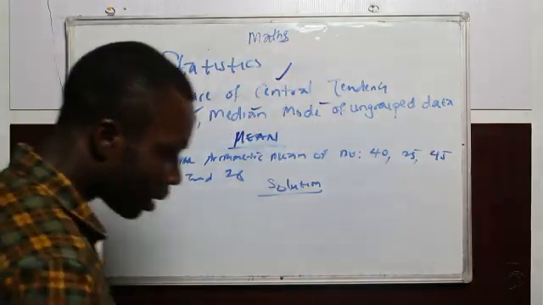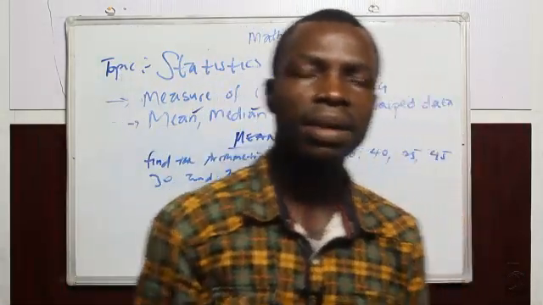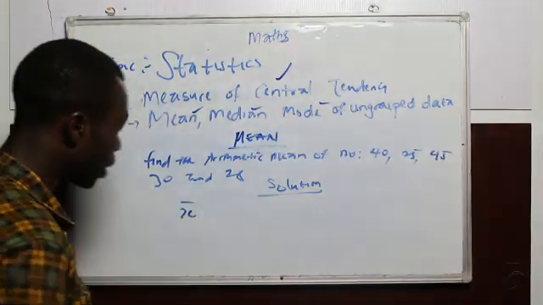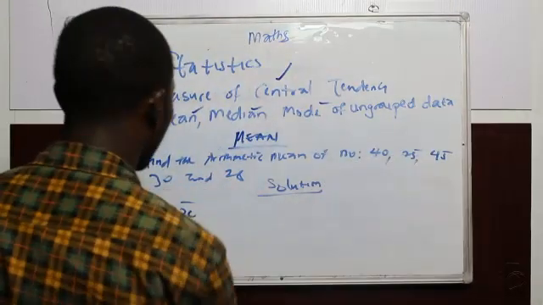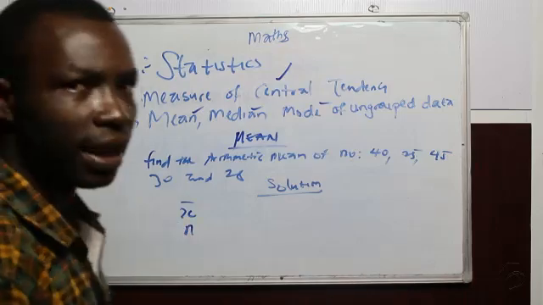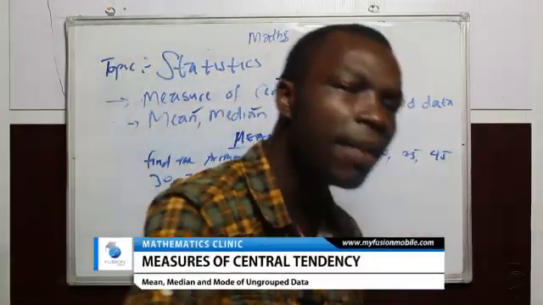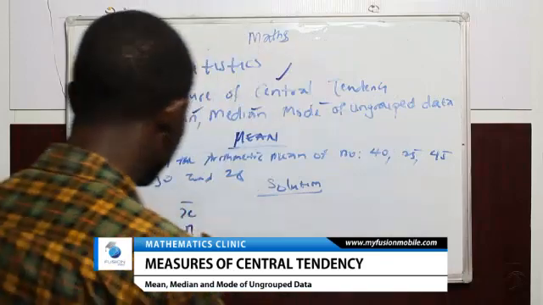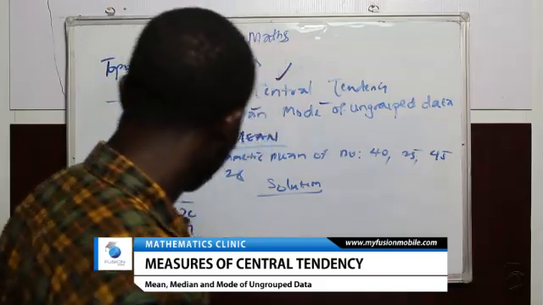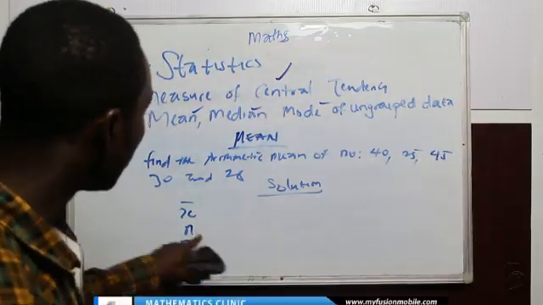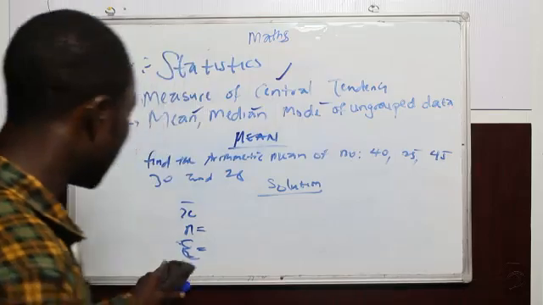And in statistics, there are symbols. The symbol of arithmetic mean is denoted as this. The number of items is denoted as this. The total sum of the items is denoted as this. The arithmetic mean is denoted as this, the number of items is denoted as this, while the sum of the items is denoted as this.